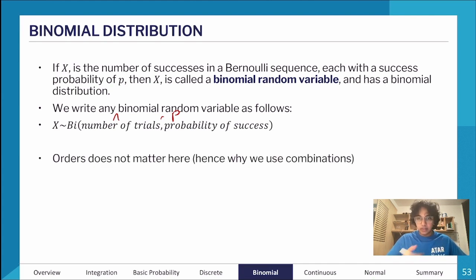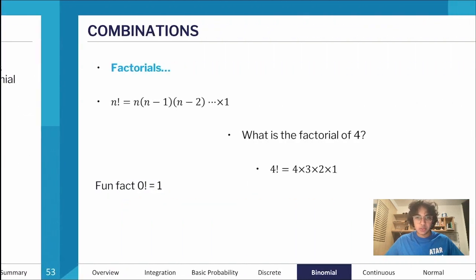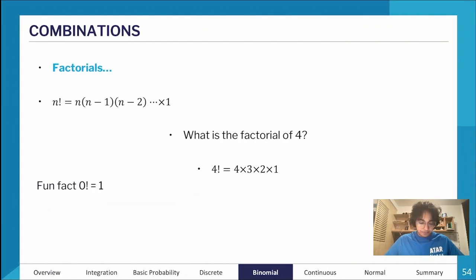The order doesn't matter in which these events occur, right? Because they're all independent from each other, so the order doesn't matter. And so we use this thing known as combinatorics, right? So combinations, how do we do them? We do them with this thing called a factorial. So n factorial is given by n times n minus 1 times n minus 2, and so on until it equals 1. For example, the factorial of 4 is 4 times 3 times 2 times 1. 0 factorial is equal to 1. So that's why it's not included here.